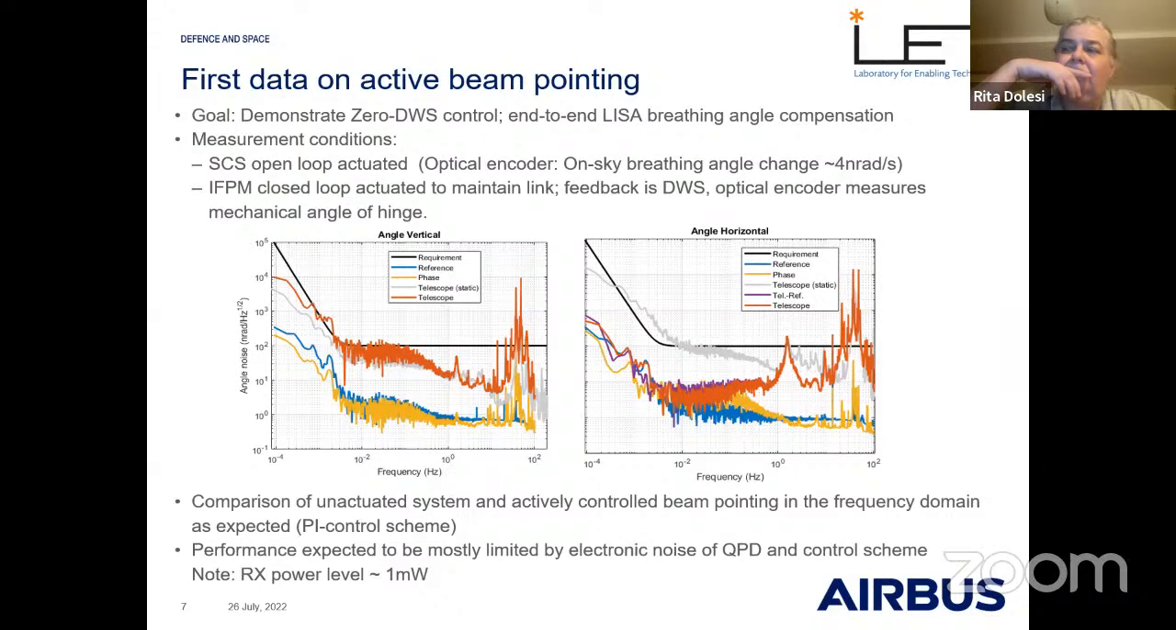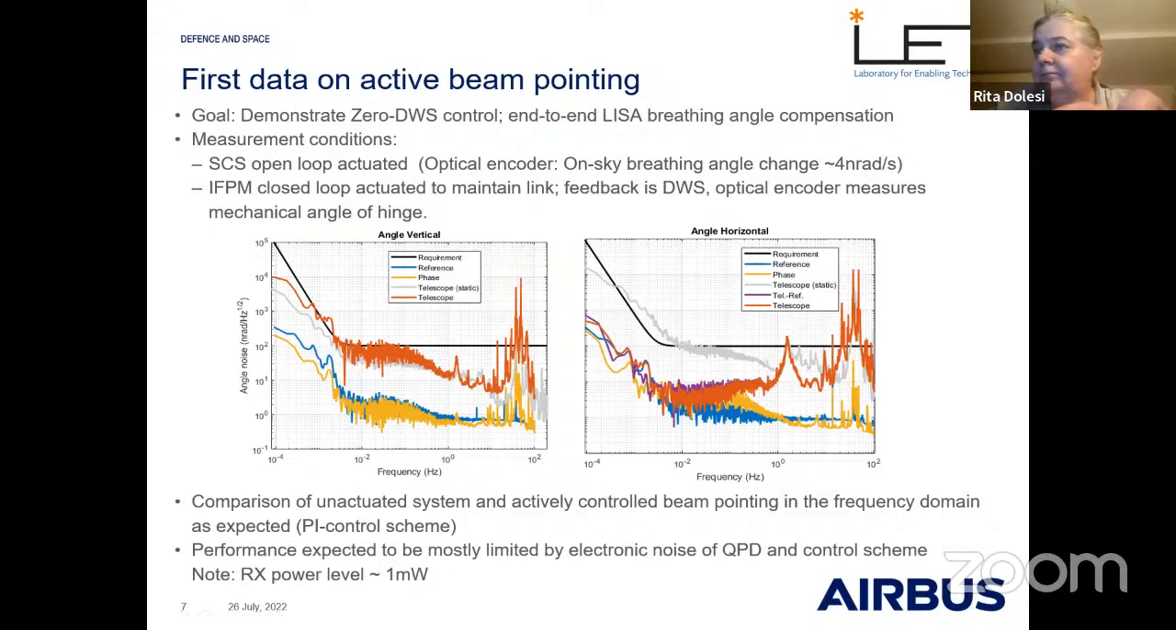You see that there's not really a vast difference between the two data sets, because this is an angle that is perpendicular to the basically controlled one. And if you look at the horizontal angle on the right, you can see that now the in-loop angular noise follows a shape that would be expected by using a PI controller in the frequency domain. So 1 divided by F noise becomes white noise, for example.